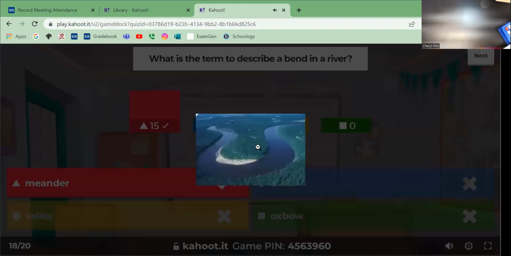I just want to point out this is a great picture. See how there's so much sediment being deposited on the inside of this curve, and a little beach has formed there. Fun facts.